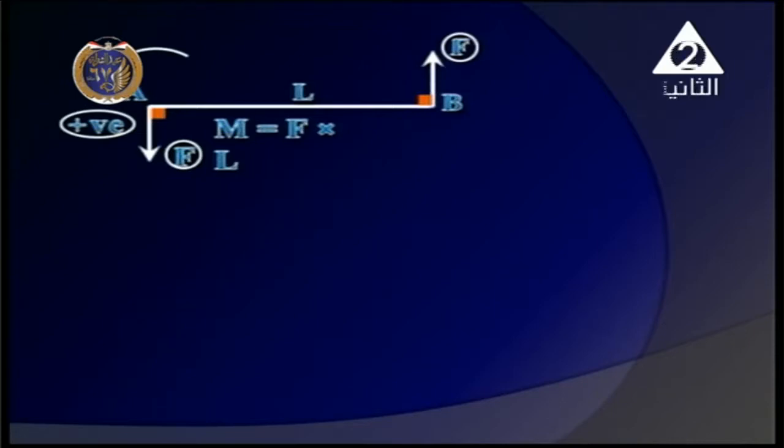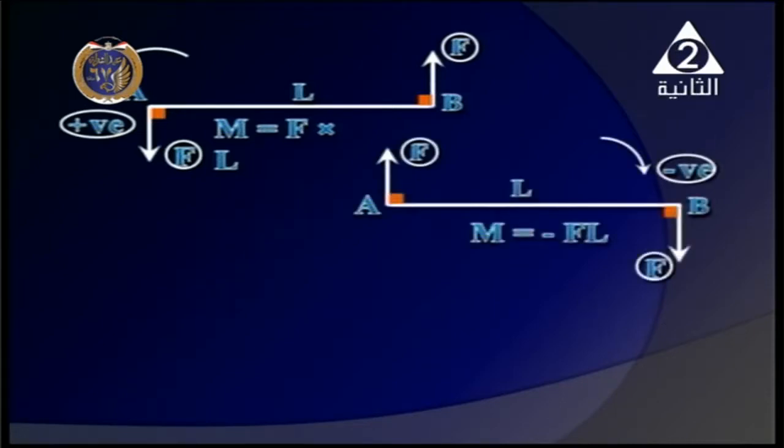Look at my dear student. The second is negative, with clockwise direction. The moment of the couple of the first equals F times L, but the moment of the couple of the second equals negative FL. Why? Because the direction of the couple is clockwise.